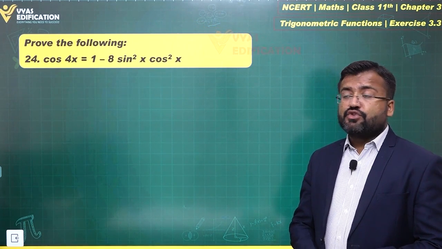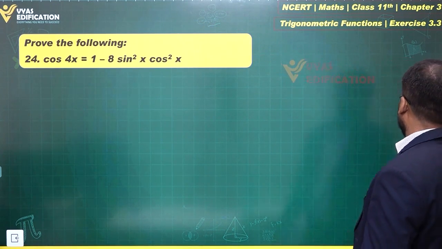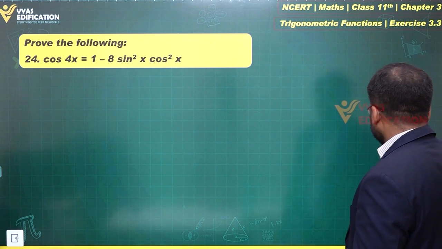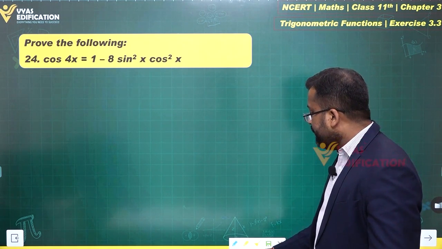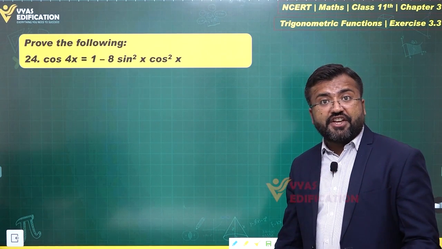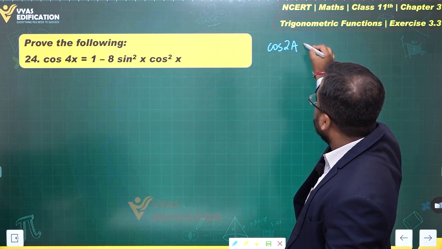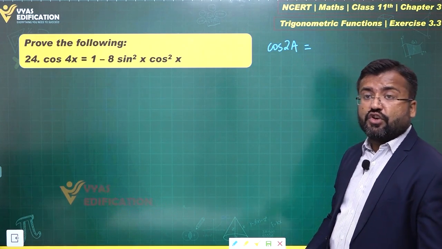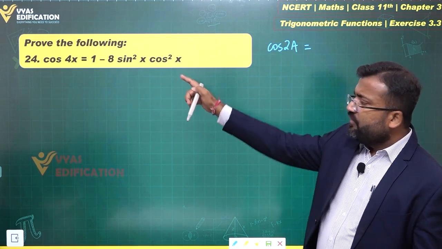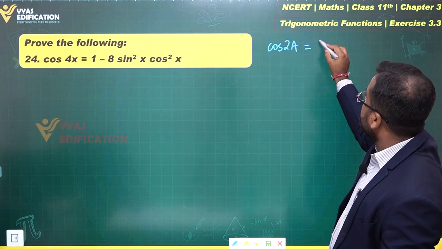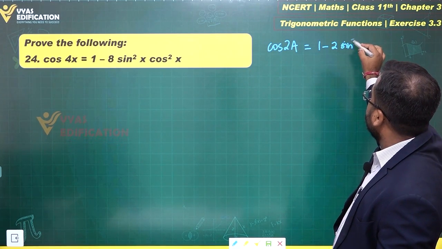Let us take a look at this question. Cos 4x equals this. Now cos 4x can be simplified easily to convert in terms of x. How do we do that? We'll use identities. We'll use the formula for cos 2a. What is cos 2a equal to? You need a 1 over there, right? So why not use the result 1 minus 2 sine square a.